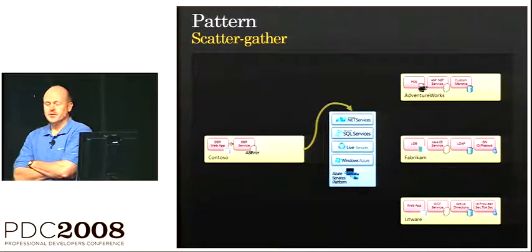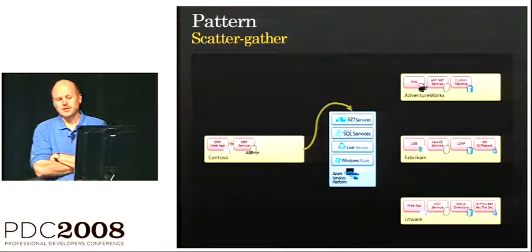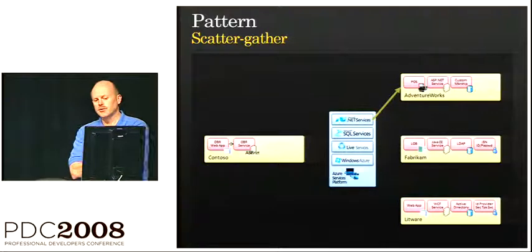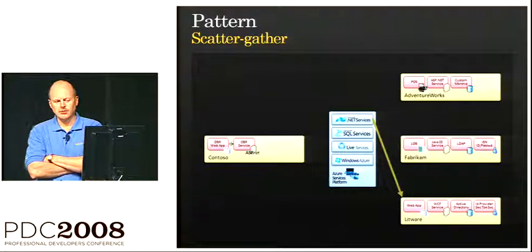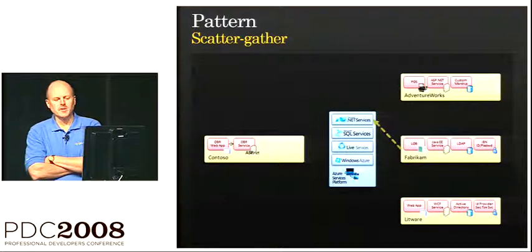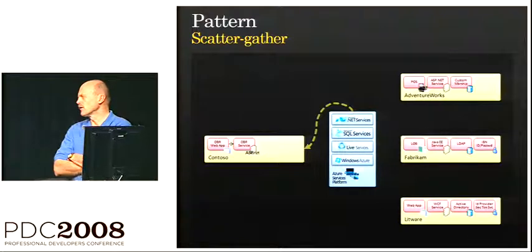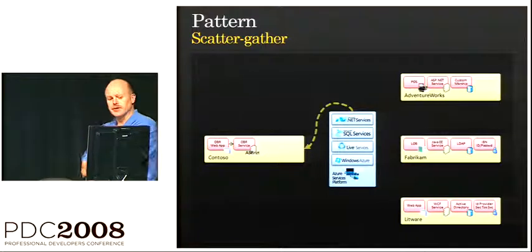Again, another familiar SOA-based pattern, this time using the cloud. So here, Contoso sends a message that's going to be distributed out to multiple recipients, AdventureWorks, Fabricam, and Litware. The interesting twist here is that each of them is going to respond, and we're going to aggregate those responses and send it back as a single message to Contoso. And what's our story here, Wade?